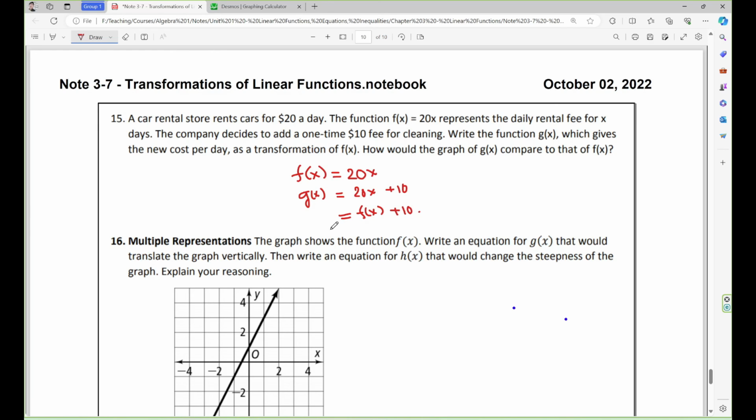Alright, now how would the graph of g of s compare to the graph of f of s? So the graph g of s is a result of a translation of the function f of s up by 10 units.